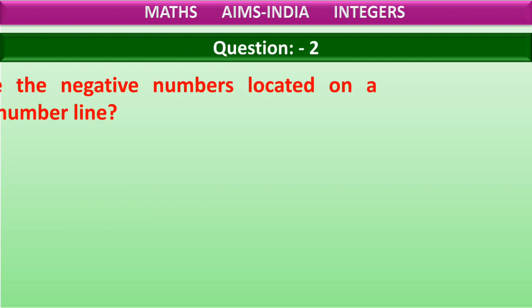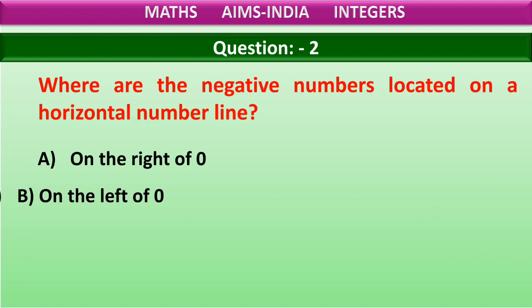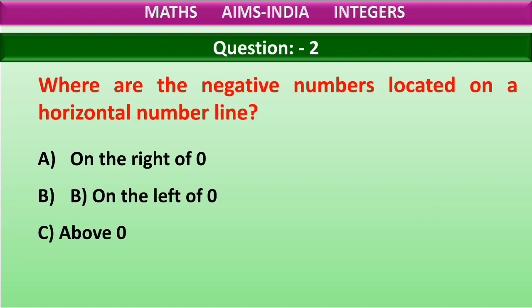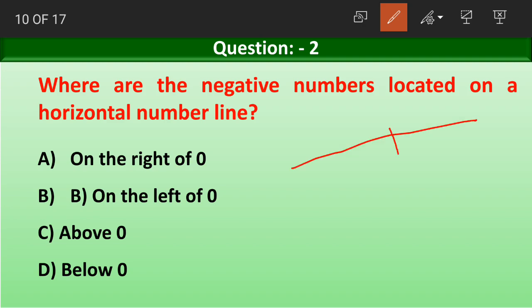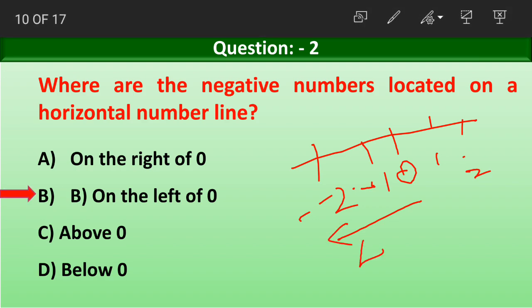Next question is, where are the negative numbers located on a horizontal number line? A, on the right of 0. B, on the left of 0. C, above 0. D, below 0. What is the correct answer? This is a number line, 0, 1, 2. We have the positive integers here and we have the negative integers here. Now where are the negative numbers located? They are located to the left side. The correct answer is on the left of 0.